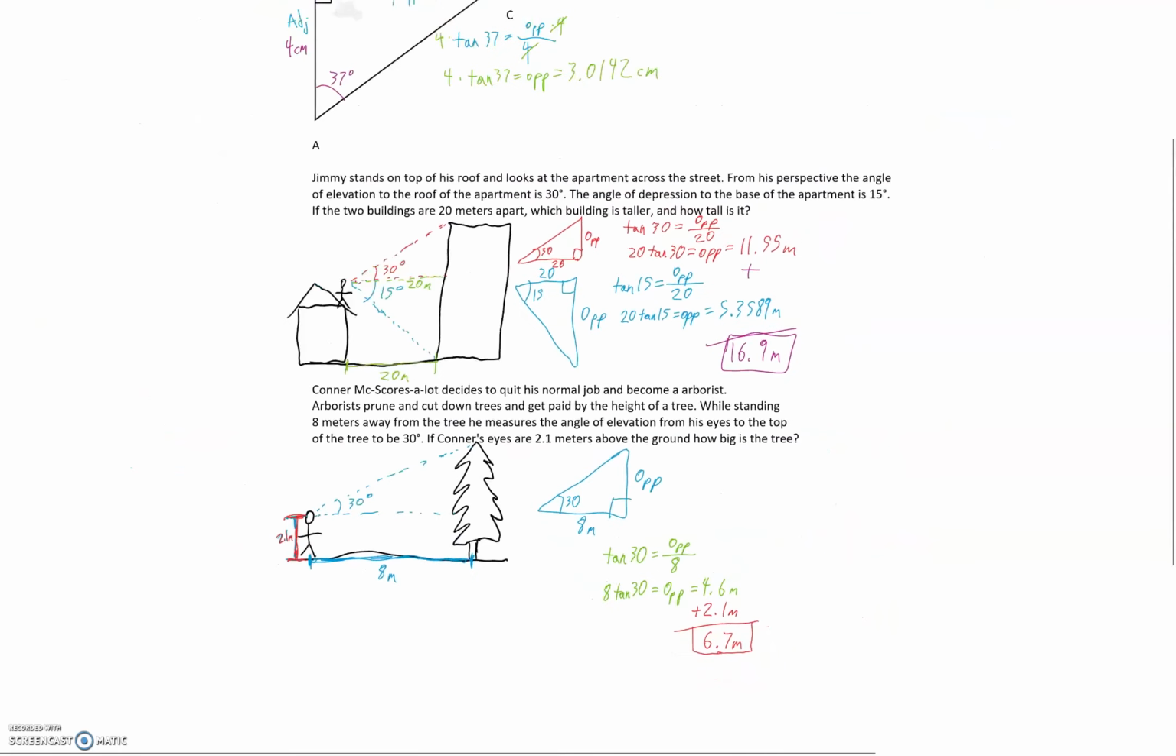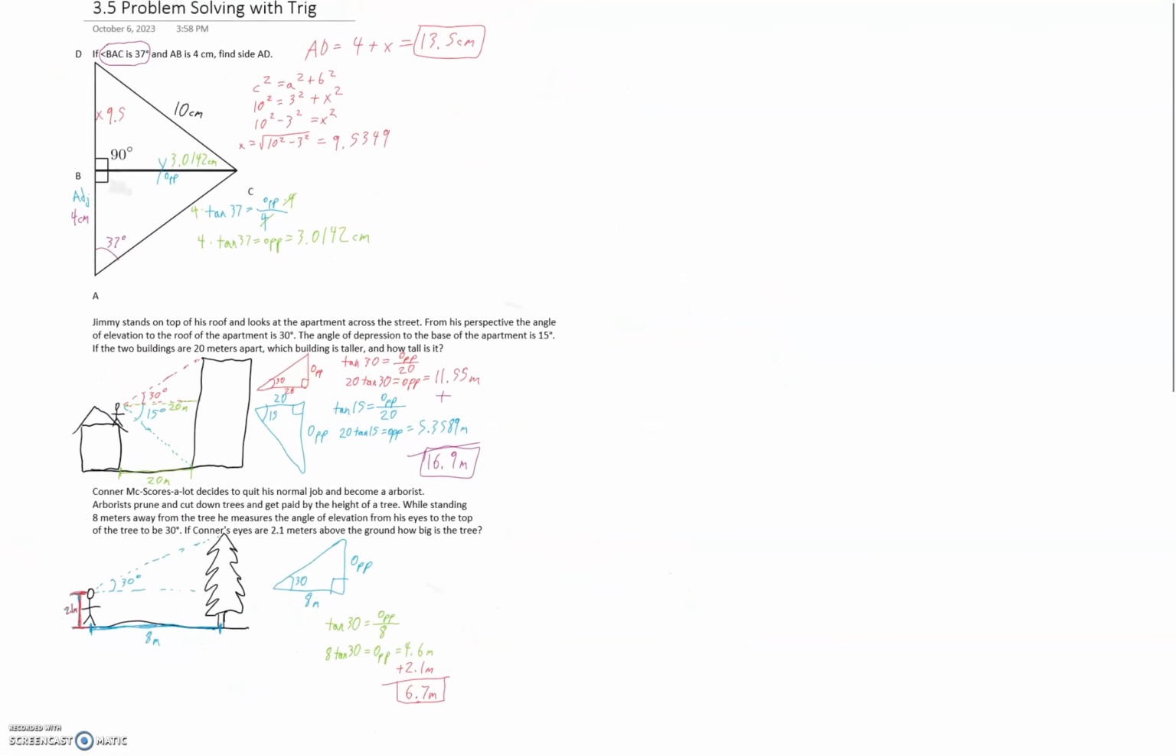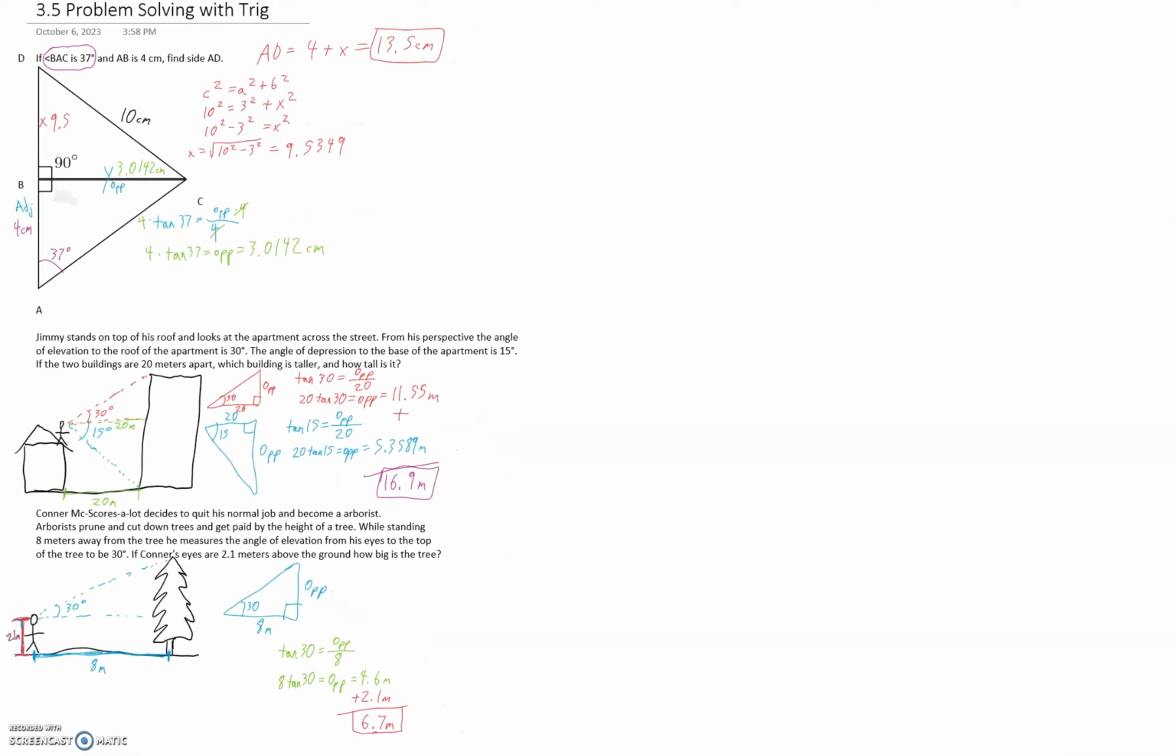So I hope this video helps you better understand problem solving with trigonometry, and especially that you can recognize when we have to add the 2.1 meters for a person, a surveyor, some sort of measuring device, or whatever else. So I hope that this gets you started with some problem solving questions, and good luck.